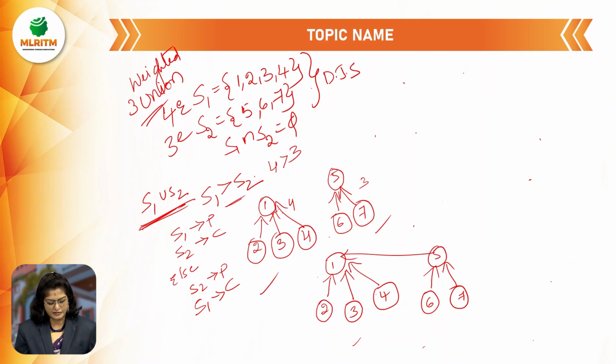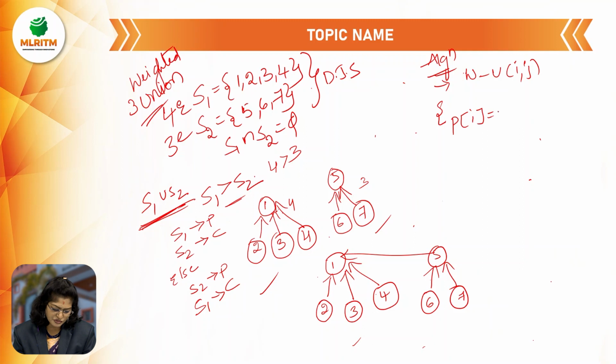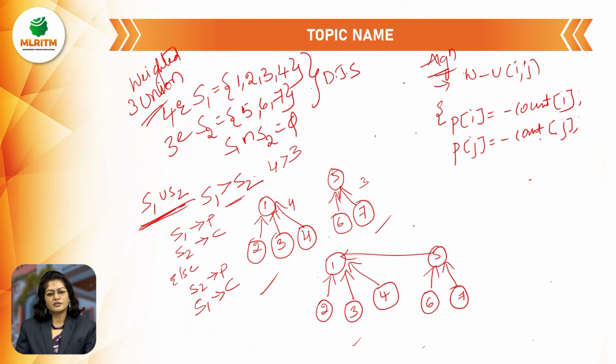And here we have an algorithm. So what is that algorithm? Weighted union of i comma j. P of i equals to minus count of i. P of j equals to minus count of j. So this is the first point that we need to check. First, we need to check minus count of i and minus count of j as these are the predefined algorithms. Now you need to make the temp. Both you need to add. Temp equals to P of i plus P of j.